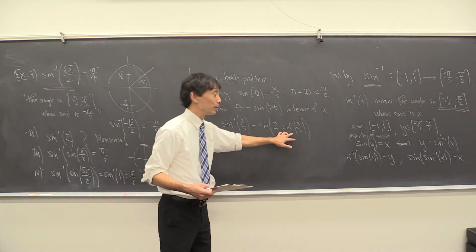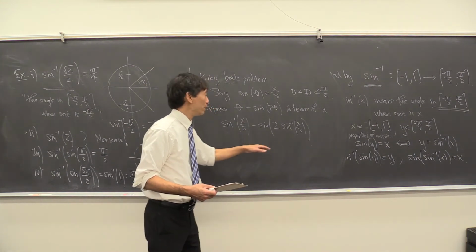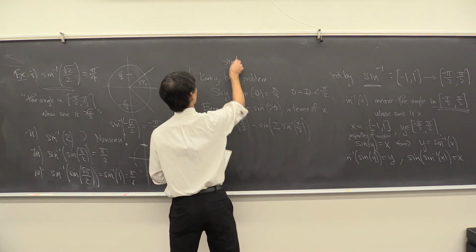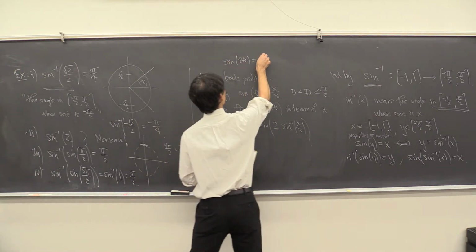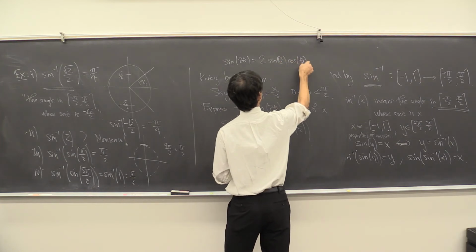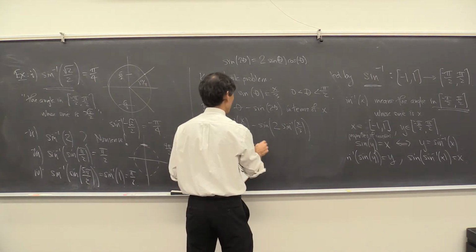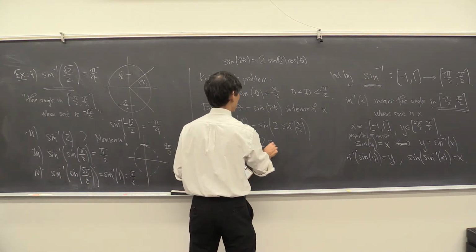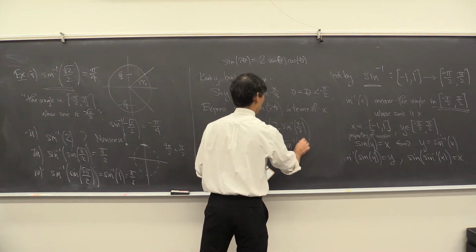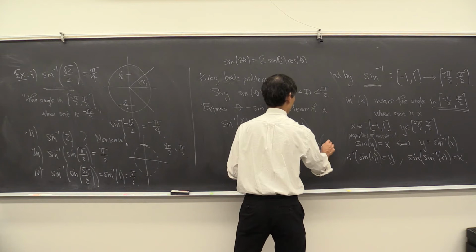The book wants you to use the double angle formula. Okay, so remember what the double angle formula says. Sine of 2 theta is actually 2 sine theta cosine theta. So let's use that. This is going to be 2 sine theta cosine theta.